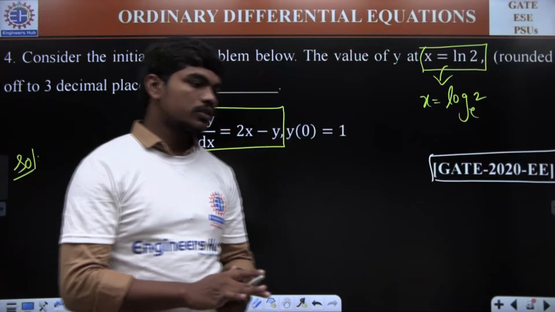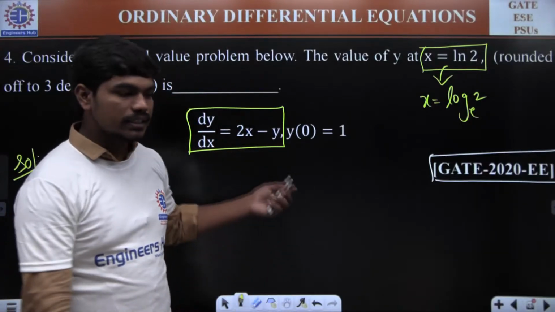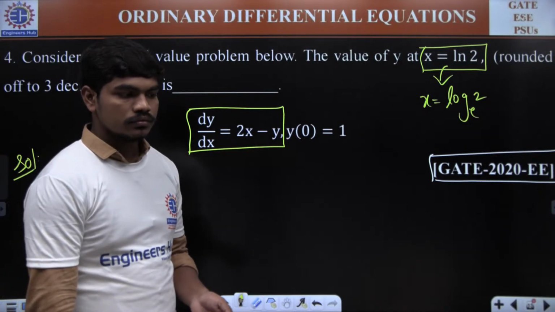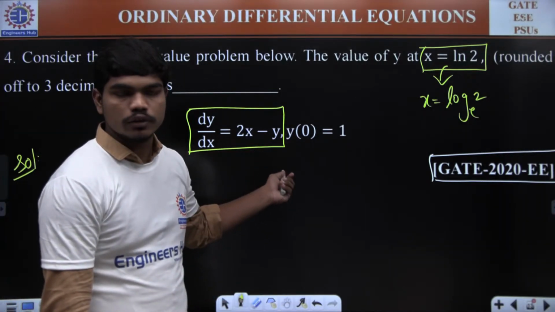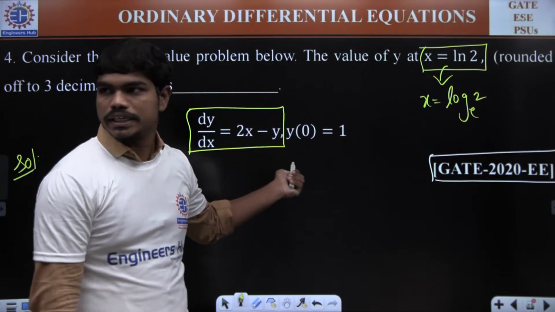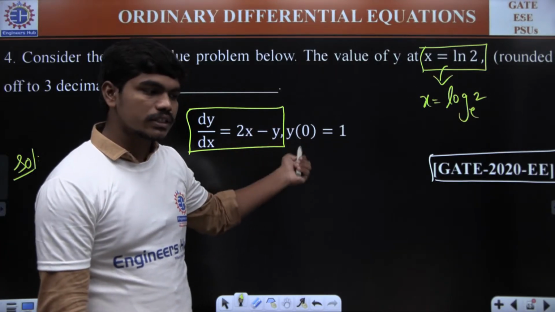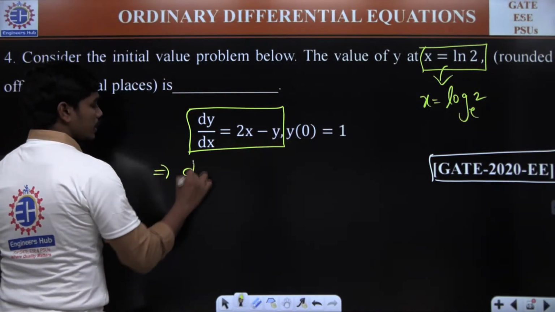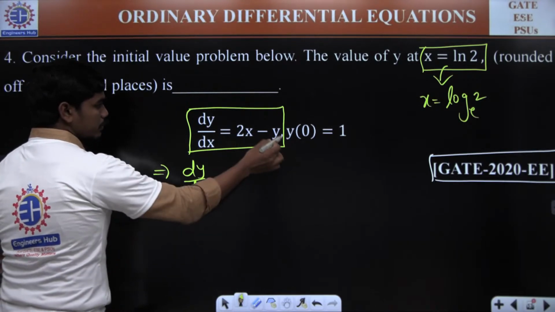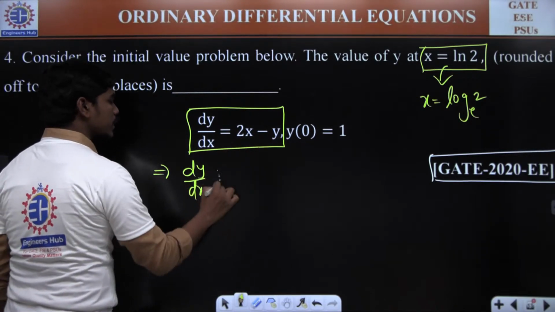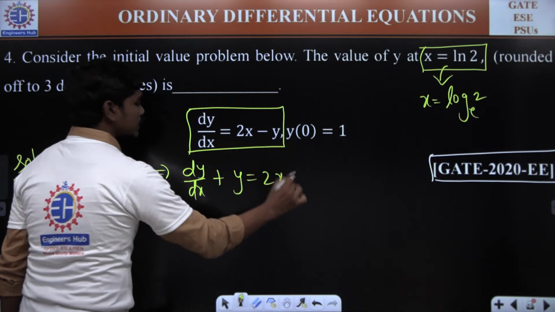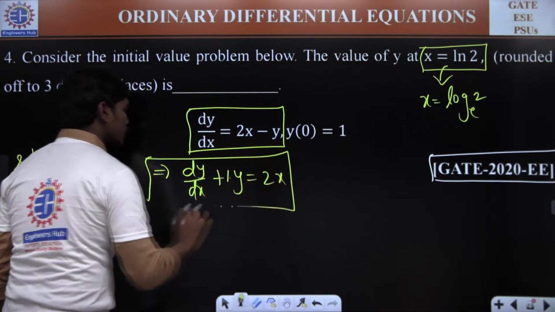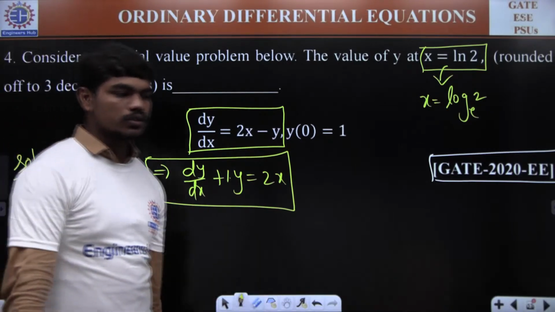So by the way, what's the answer for this? dy by dx is equal to 2x minus y. You see, this equation cannot be separated into variable separable form, and it's also not a homogeneous equation. Correct? It's a non-homogeneous equation involving 2x and y. So we can convert this equation: the minus y on the right hand side, let us bring to the left hand side, so dy by dx plus y is equal to 2x. Now this is a Leibniz linear equation with coefficient of y equal to 1. So you can solve this easily.